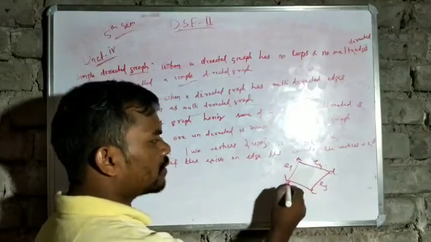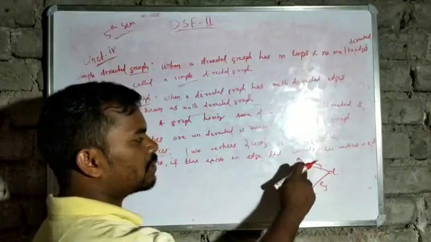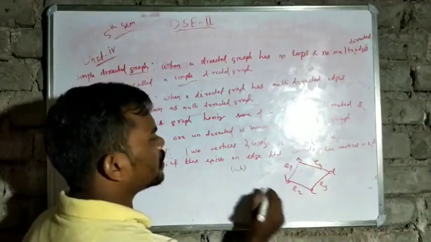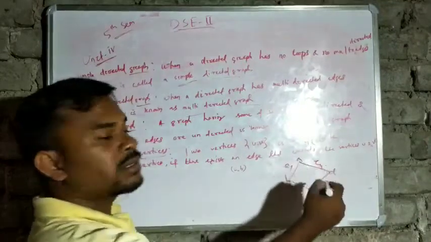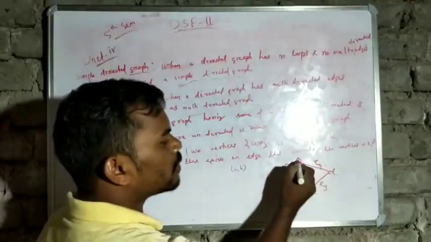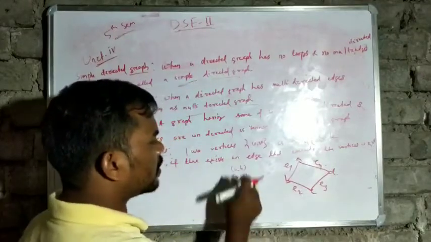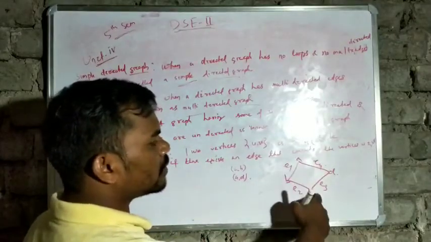Here A is adjacent to B because there is an edge between A and B. Similarly, A and B are adjacent. Similarly, A and D are also adjacent because there is an edge between A and D. So AD is an adjacent pair, but AC is not adjacent.